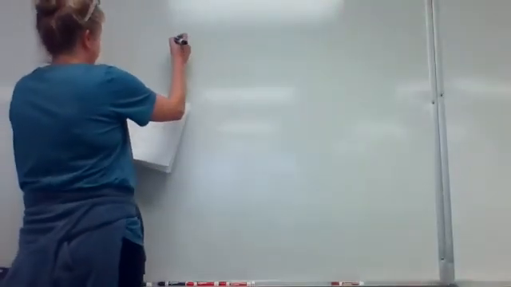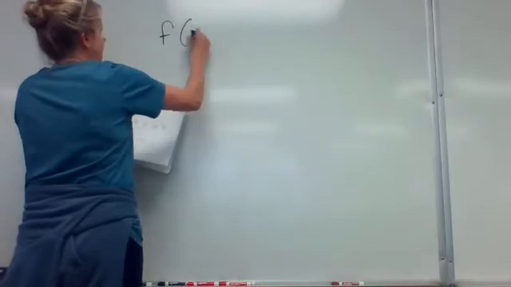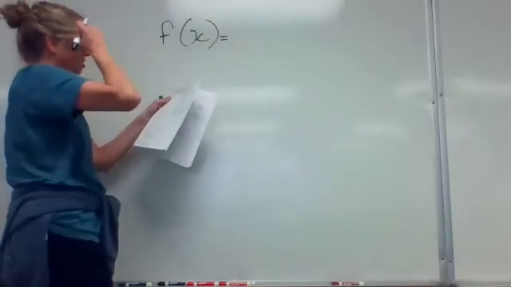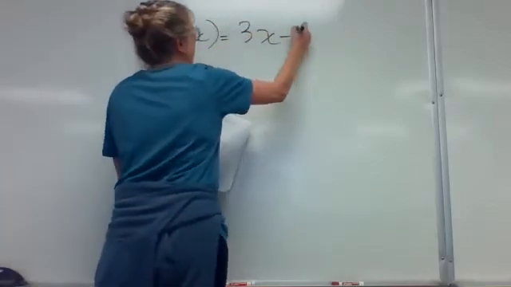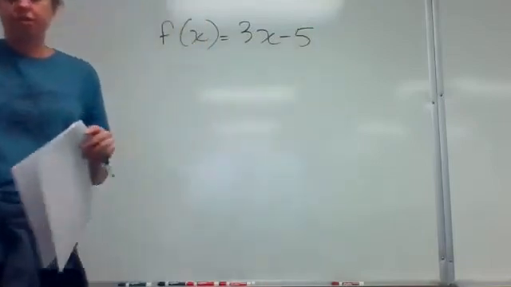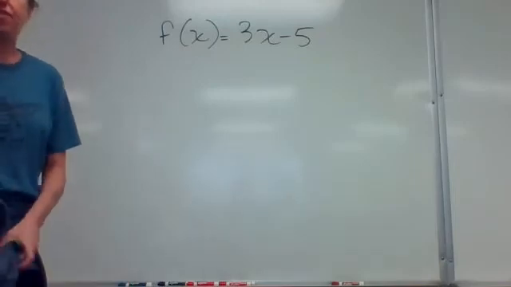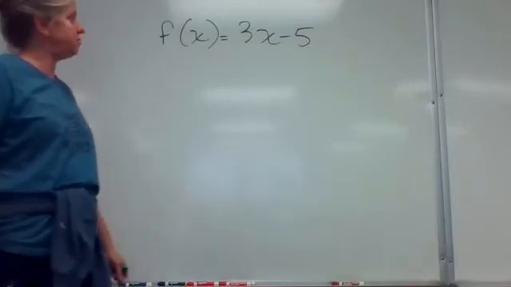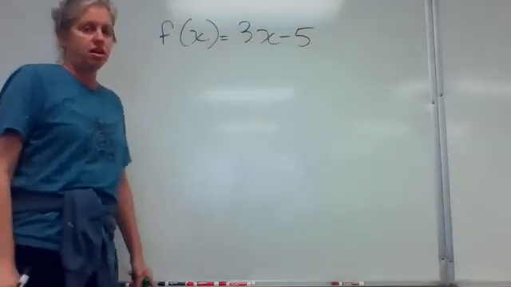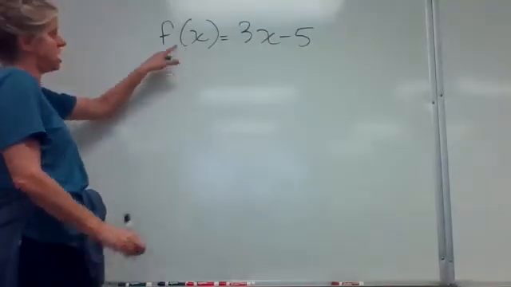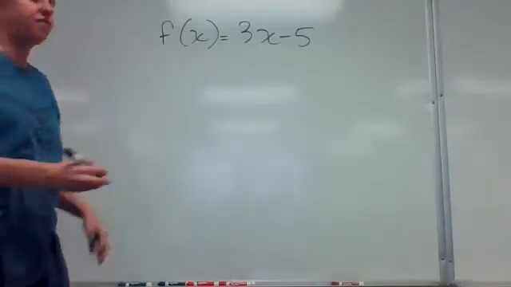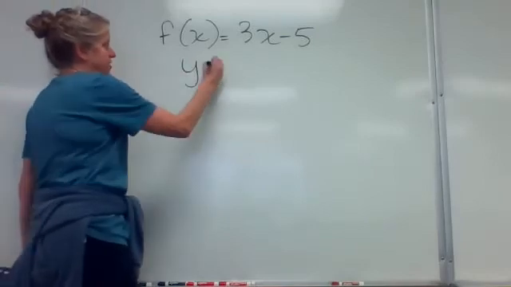All right, number 20, determine whether the function is 1-to-1 and then find its inverse. The function is f of x equals 3x minus 5. It is 1-to-1, because it's going to want you to find the inverse. The steps to finding the inverse: the first thing you do is change the f of x. What's the same thing as f of x? Y.